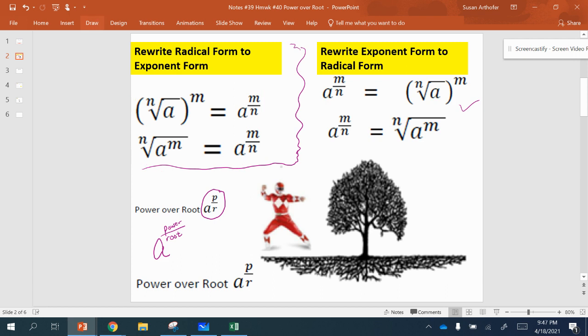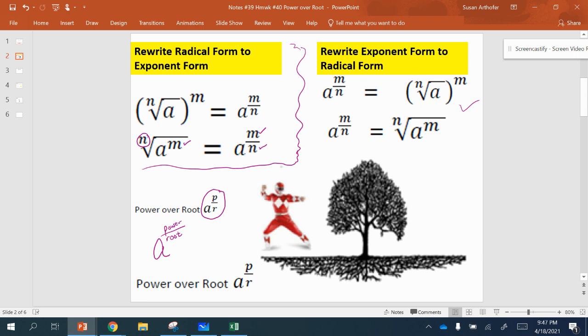Now these 2 notations, the only difference here, and Ms. Artofer prefers this one with the parentheses, is it can also be where the M is inside, right next to the A, so that's this one. But you need to be familiar with both forms. I prefer the one with the parenthesis. Either way, it tells you where the power is. The M goes on the top and the root goes on the bottom.